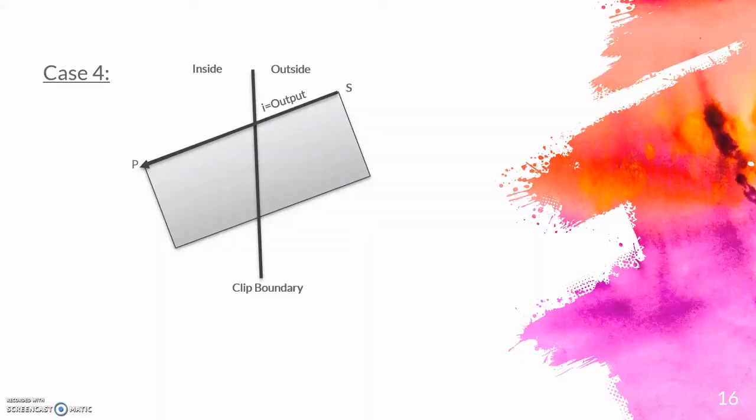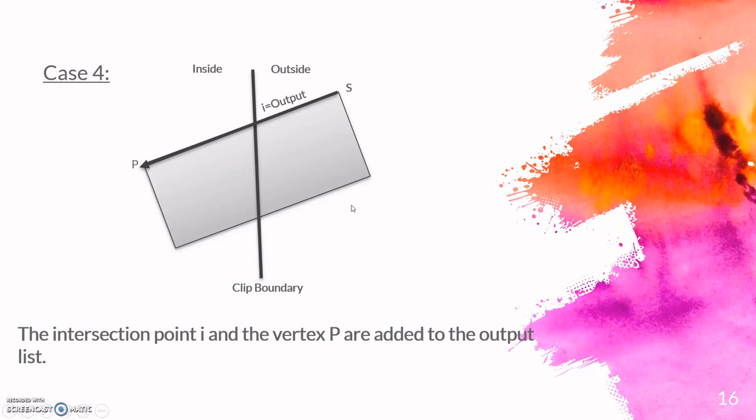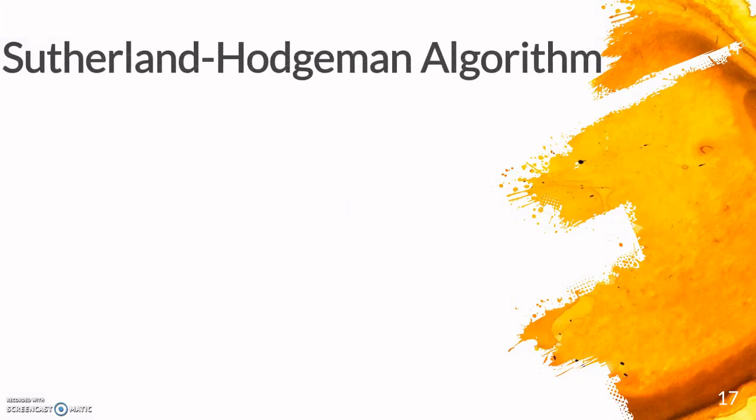Now we'll have case 4, where the polygon edge is partially outside and partially inside. Here we take the intersection point I and the vertex P, and both are added to the output list, because P is inside the boundary. Now I'll move on to the algorithm.